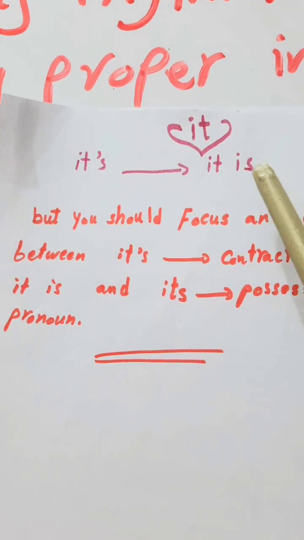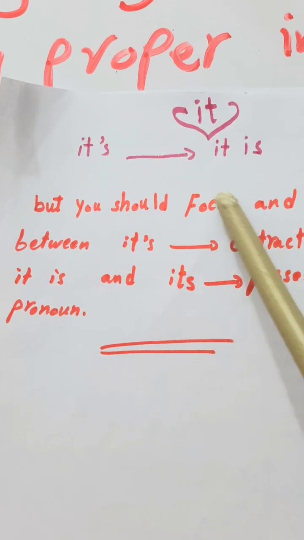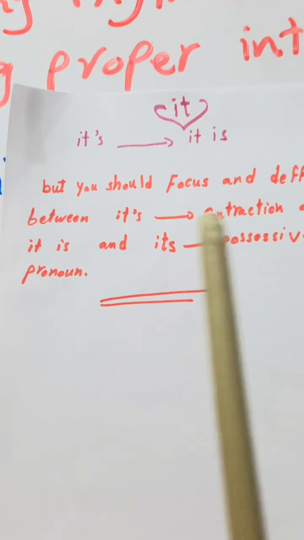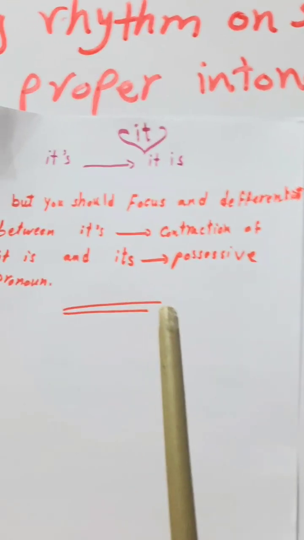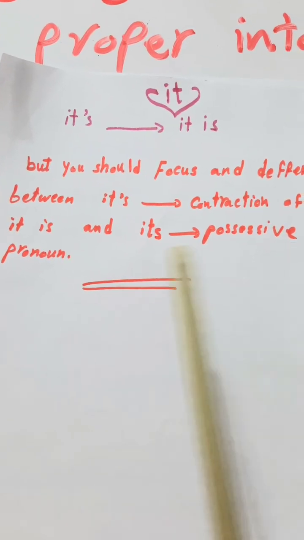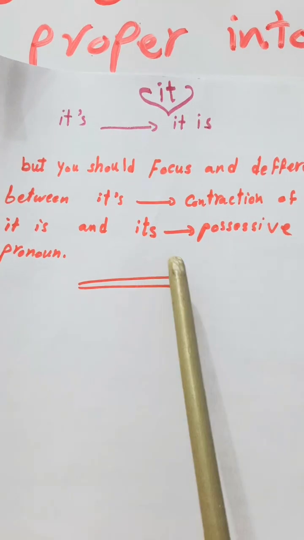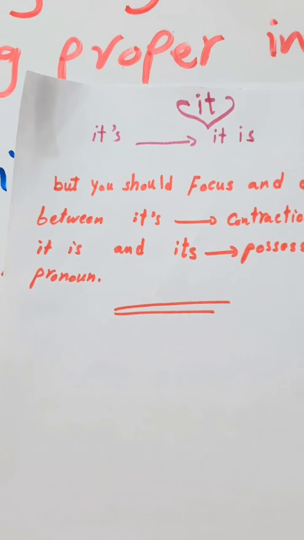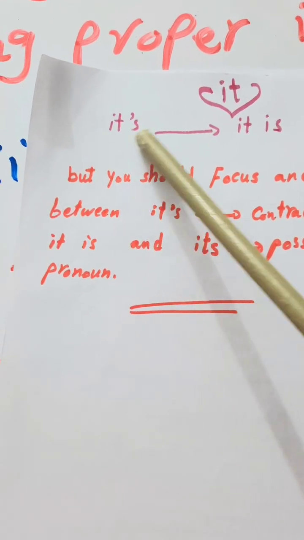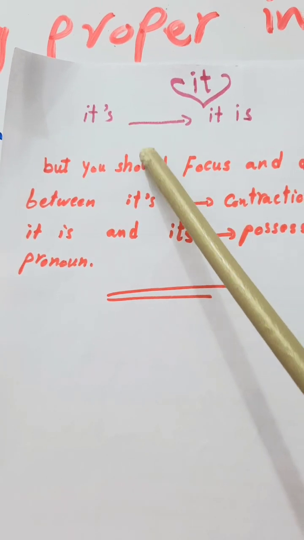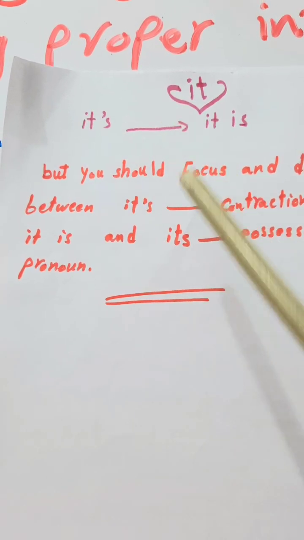The contraction of it's is better than it is, but you should focus and differentiate between it's as a contraction of it is and its as a possessive pronoun. We have an apostrophe here, but we don't have an apostrophe here, but they are the same pronunciation. It's.